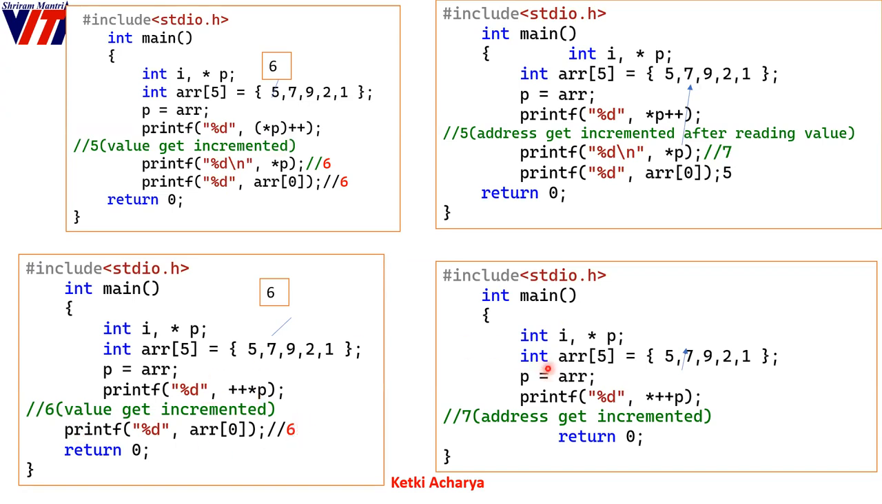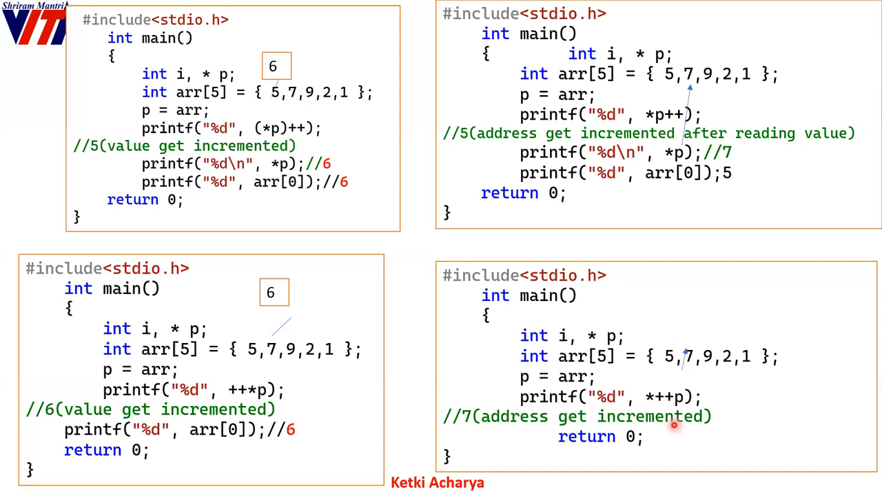Let's see the last program. Here also, P is pointing to the base address. Now this time pointer and then plus plus P. So plus plus means first increment and then read. But this time it will increment the address. So first it will increment the address and pointer means value at that address. P was initially pointing to the base address. After the plus plus, it will point to the next memory block. And the value at the next memory block is 7. So the output for this program will be 7.